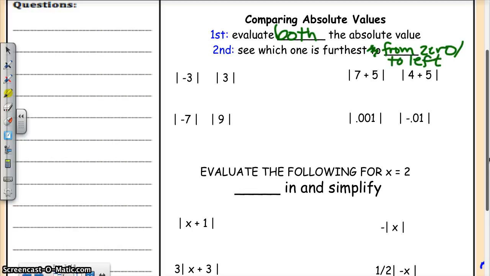I'm going to go quickly through here. Evaluating both absolute values. Negative 3 is 3 away from 0. 3 is 3 away from 0. So they are equal. Evaluating, remember, absolute value is a grouping sign. 7 plus 5 is 12. This is the absolute value of 12. And this is the absolute value of 9. 12 is 12 away from 0. 9 is 9 away from 0. 12 is bigger.